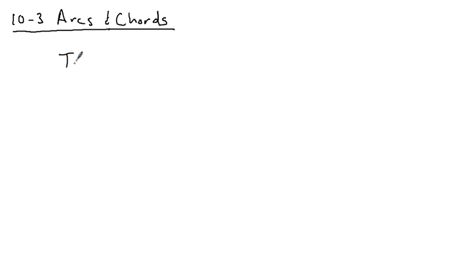Okay, we're still talking about circles. We're in section 10-3, and we're going to talk about arcs and chords. We already know what both of those things are. A chord is a segment that goes across a circle, and an arc is part of the circumference, or the edge around a circle.